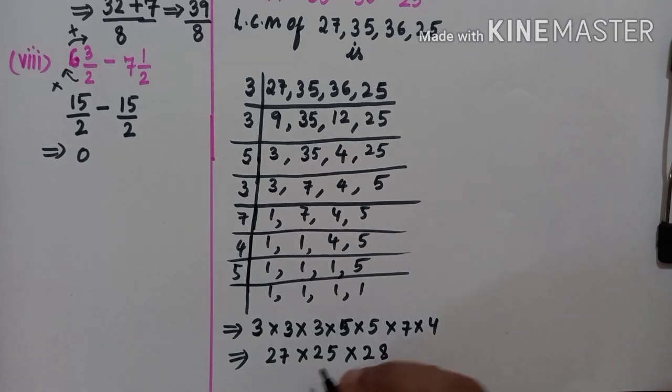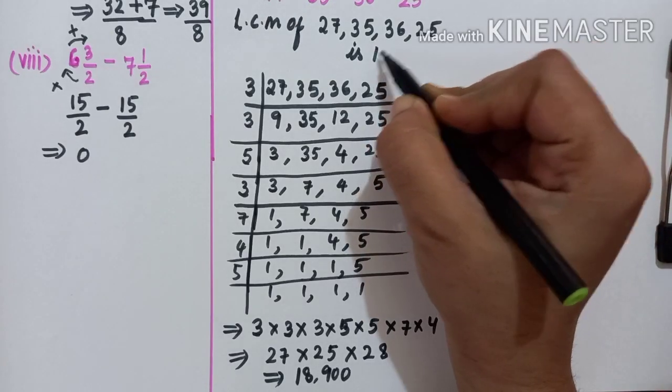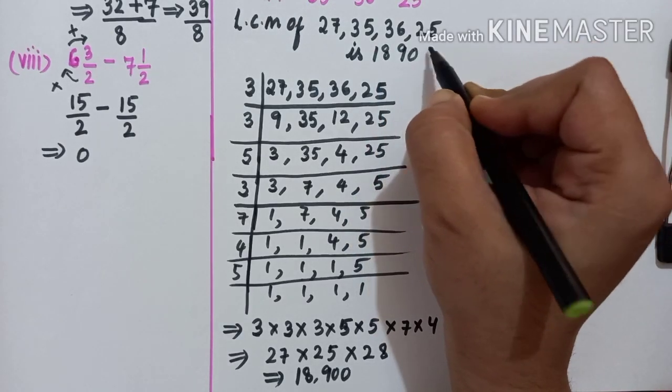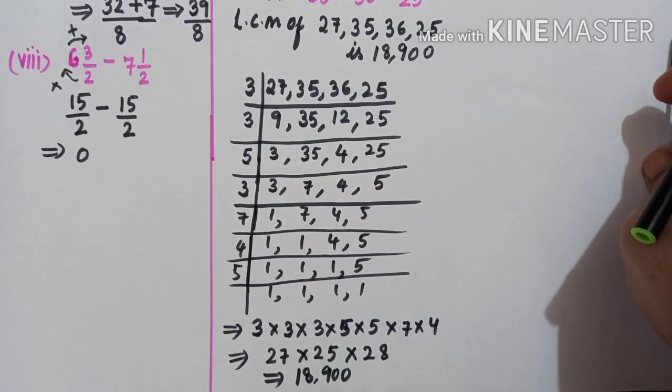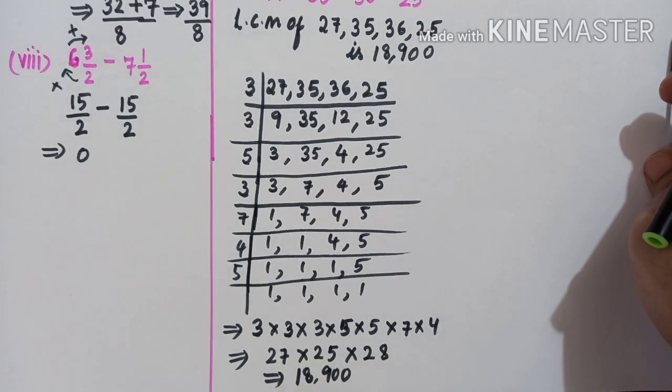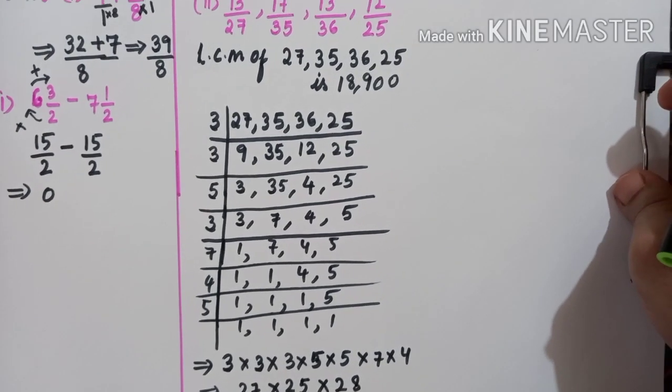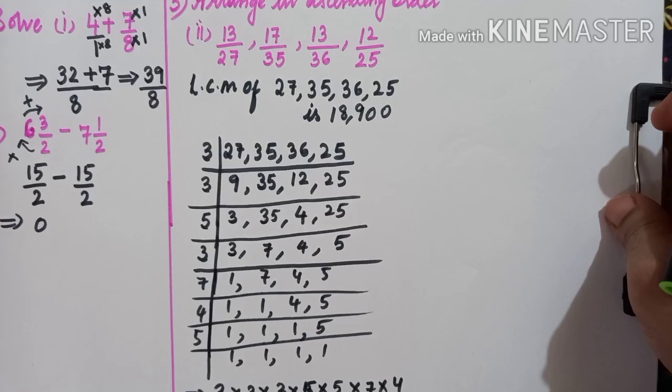What will you get? You will get 18,900 when you multiply all these. So now the LCM is nothing but 18,900. After this, whatever LCM you got, you have to take the denominator.